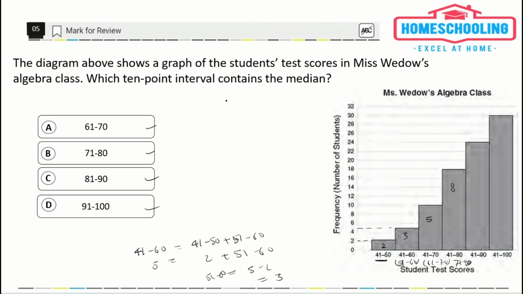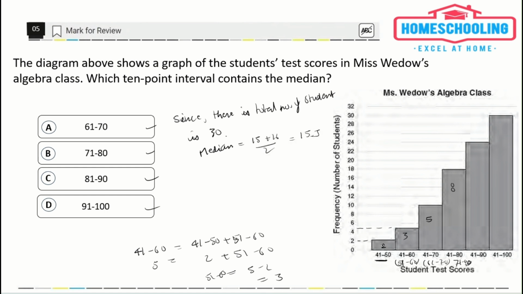So now we can solve this, since there are total 30 scores. Since there is total number of students is 30, what is going to be its median? Median would be 15 plus 16 divided by 2, that is going to be 15.5.